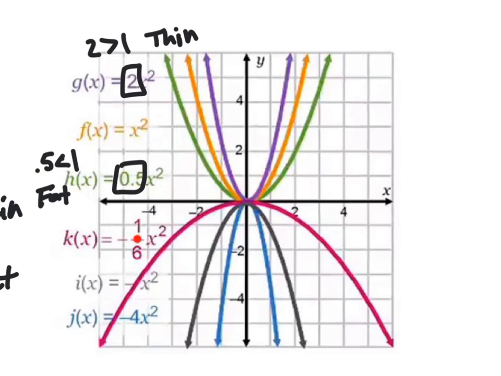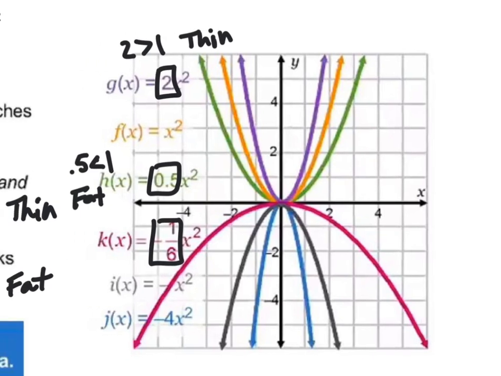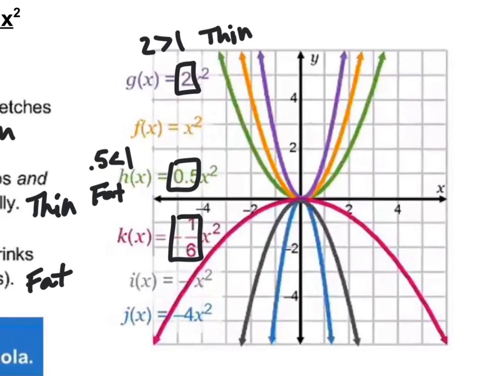Same thing over here. If they're negative, that means they're going to open down. They're going to be reflected across the x-axis. But notice that 1/6 here is still a fraction. So both of these are fractions, and they make you fat.